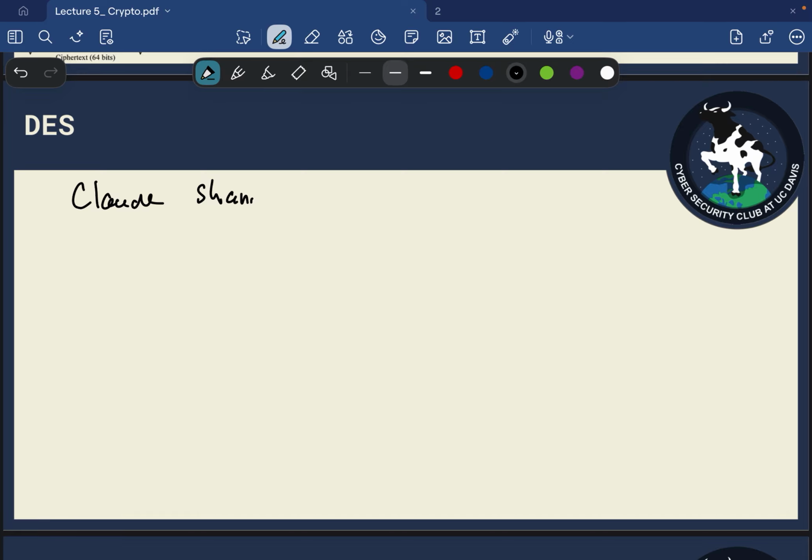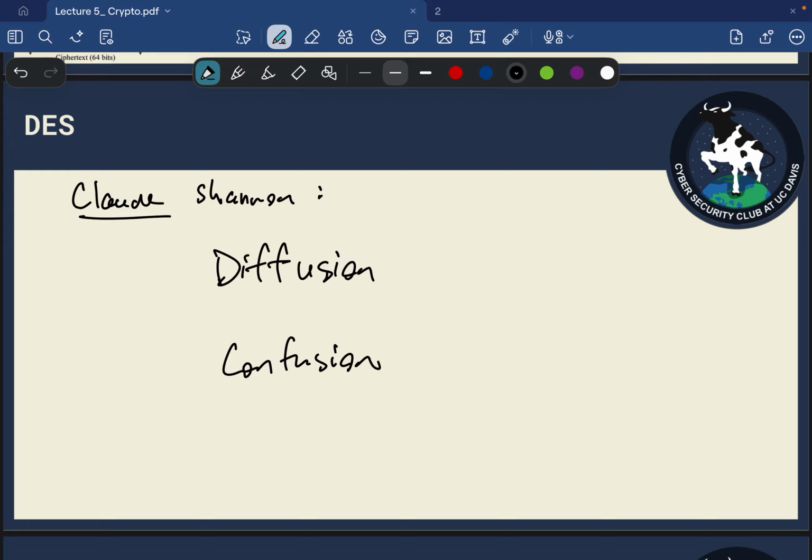You may recognize this name, Claude. That is the Anthropic AI person. It was named after Claude Shannon. Claude Shannon did a lot of work. One of them is for cryptography, which is what we now know as diffusion and confusion. So those are some properties that we have about cryptography itself.